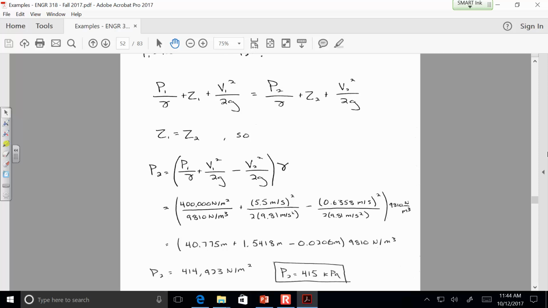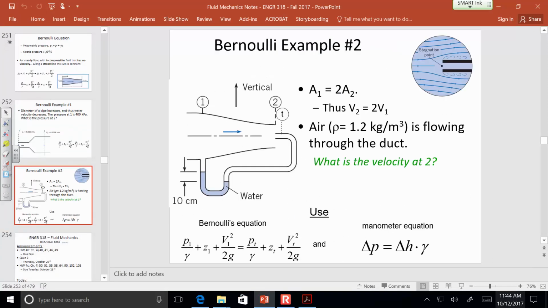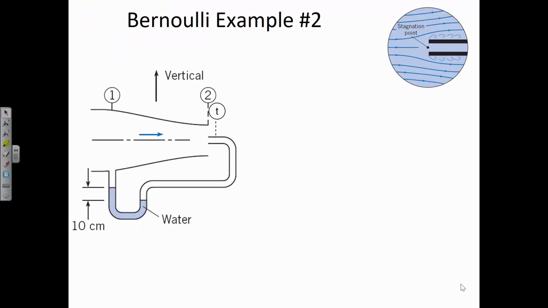Okay, now the next example is a little bit tricky, and it's because of the way that we're measuring the velocity of air in a contracting section. Is it okay for me to erase this? Has everybody got stuff copied down? All right. So for this next example, we have a contracting section, and we're trying to figure out the velocity of air by using a manometer.